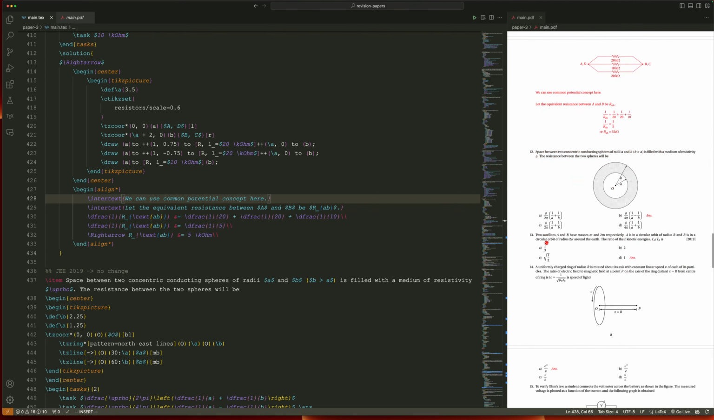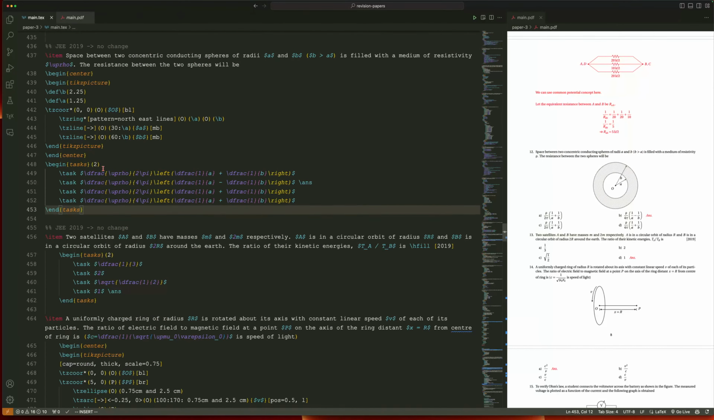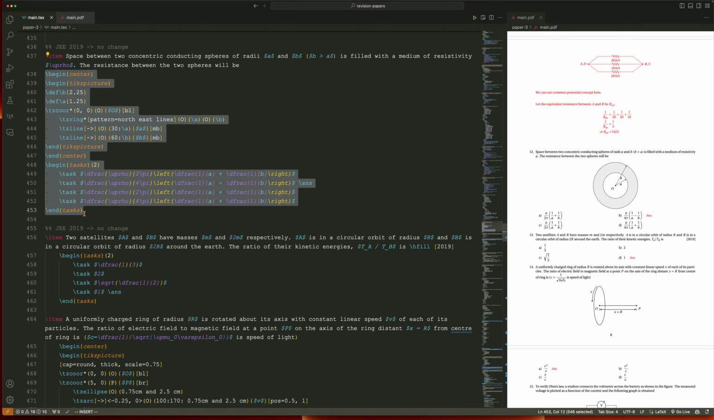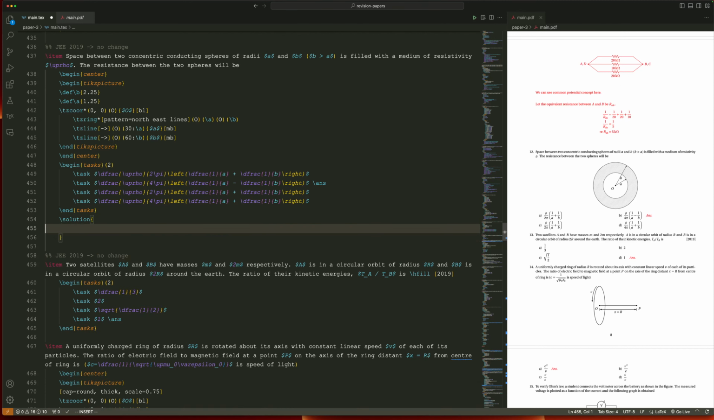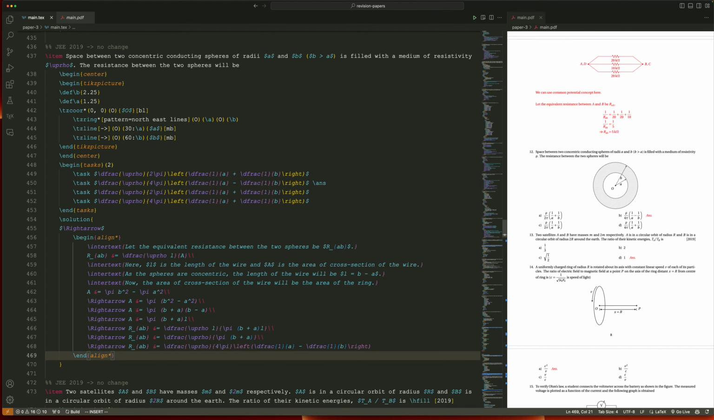So let's move on to problem number 12, I guess. Let me indent this part first. So we have to indent, and let's begin the solution. Let the Copilot suggest first, then we will modify.